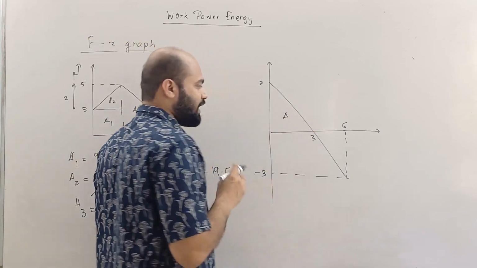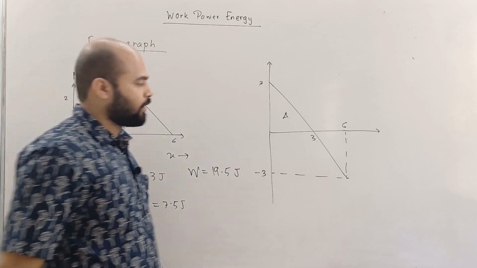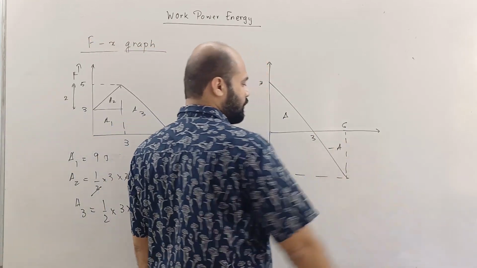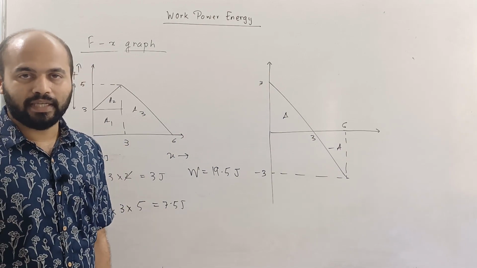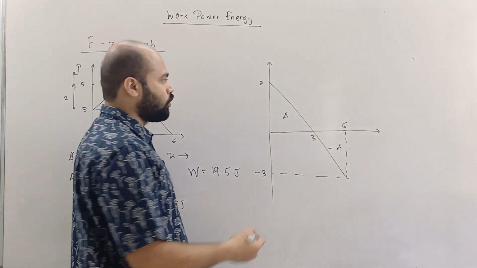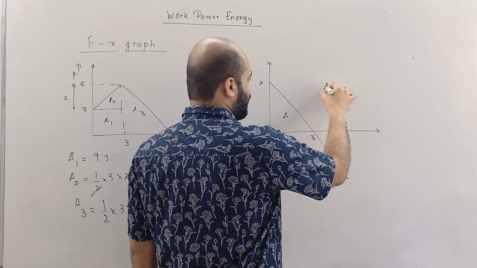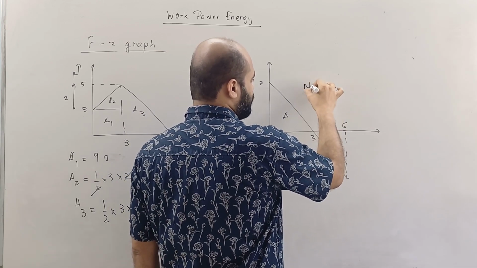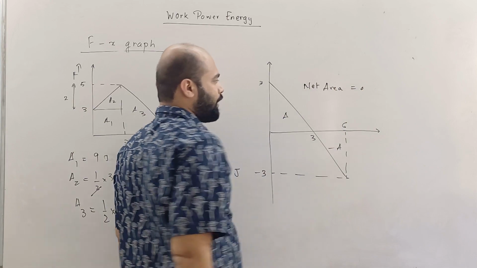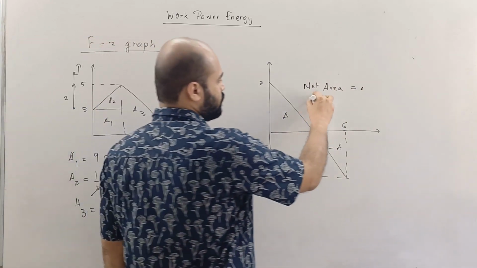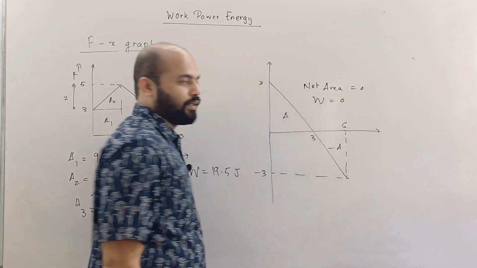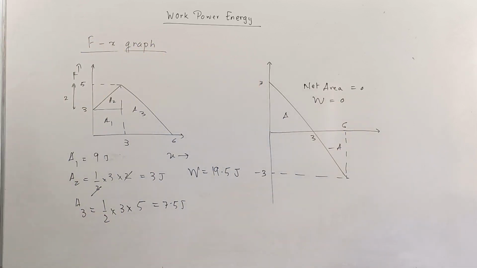So this area has to be taken as plus A. This area has to be taken as minus A. Now if we sum up the areas, it turns out that the net area comes out to be 0. That means in this case we can say that work done is going to be 0. Let us take another question.